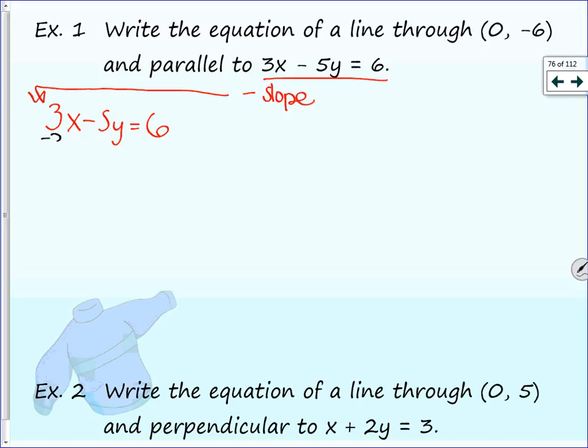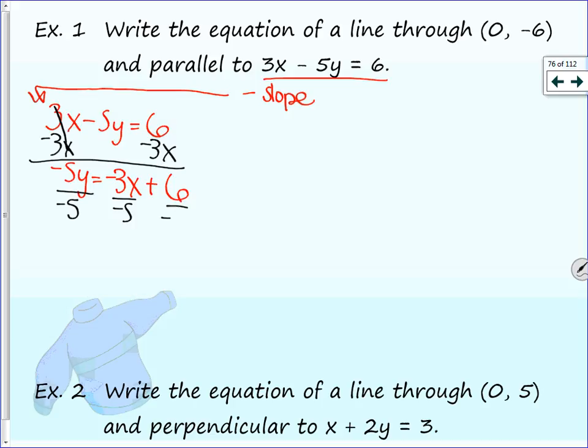So if you add -3x to both sides, you get -5y equals -3x plus 6. And the purpose of this, DJ, is what? To get y alone. Divide by -5. So y equals, what, DJ? 3 over 5. Yeah, it's going to be a positive 3/5 x plus -6/5.